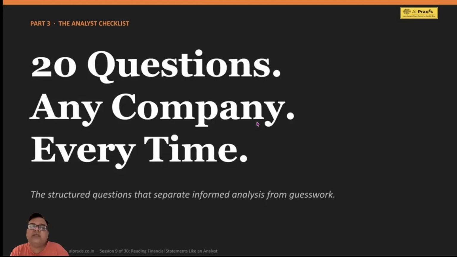Fine. So now we move to something very powerful, a simple but disciplined way of thinking like an analyst. Instead of guessing, instead of going by gut feeling, we use a checklist.